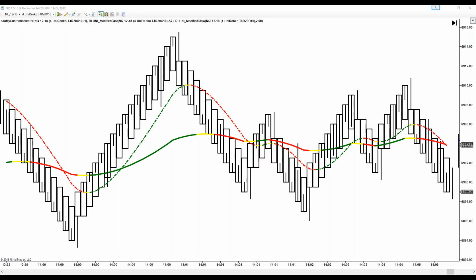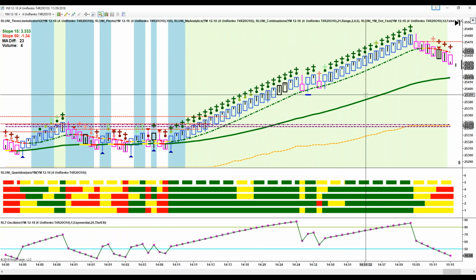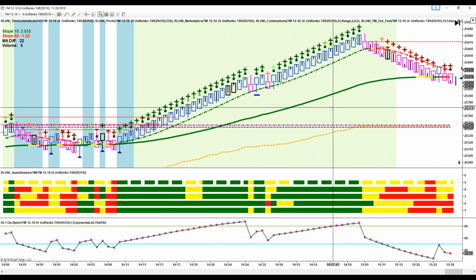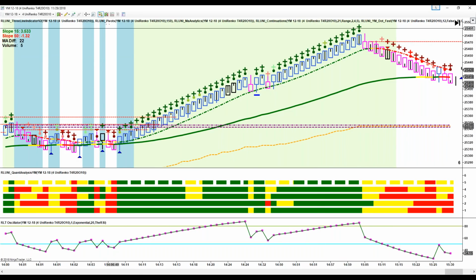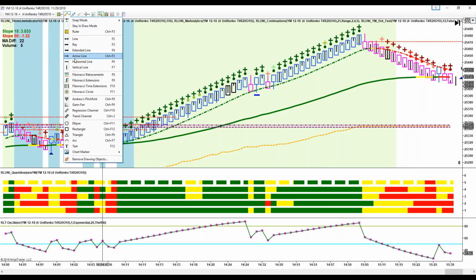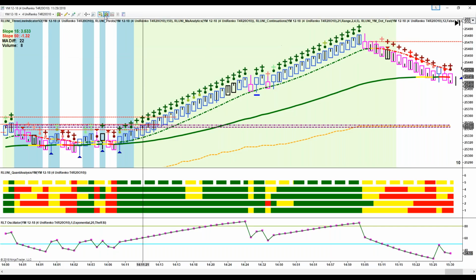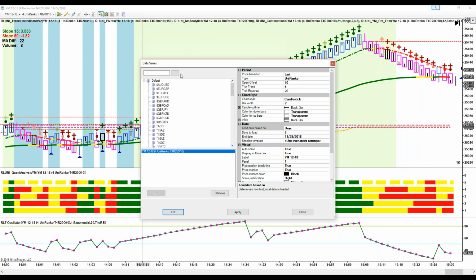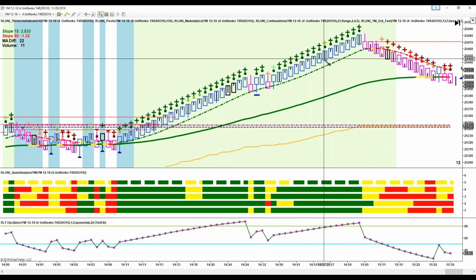Okay, let me give you an example here. So here's the YM right here. And this is the full system software. Now you'll notice here on this candle. Now on the YM, this is a 14 tick candle body. And this wick is exactly 14 ticks.